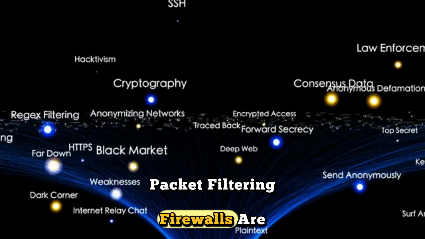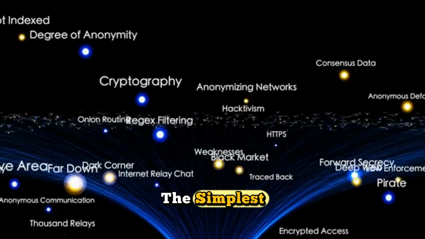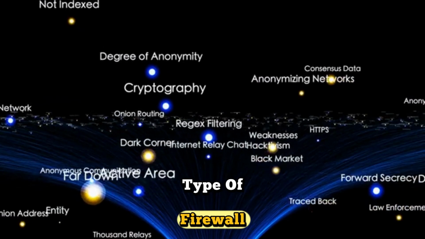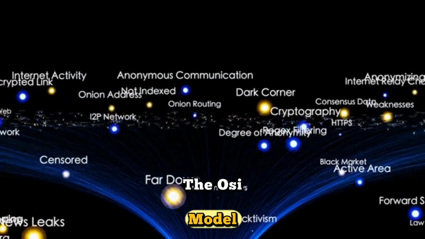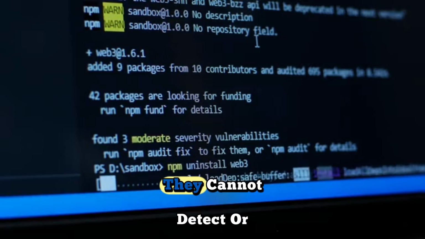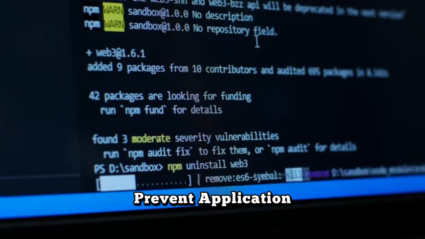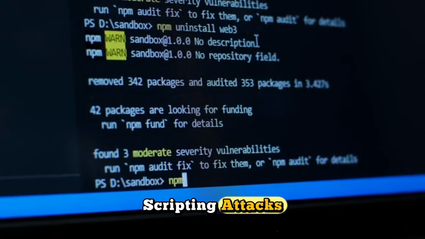Packet filtering firewalls are the simplest type of firewall, and they operate at the network layer or the transport layer of the OSI model. Now, these types of firewalls are very fast and they can handle a large amount of traffic, but they also have some limitations. For example, they cannot detect or prevent application layer attacks such as SQL injection attacks or cross-site scripting attacks.